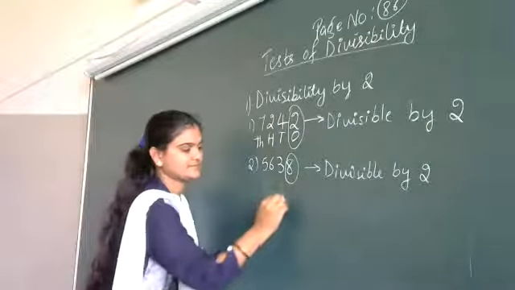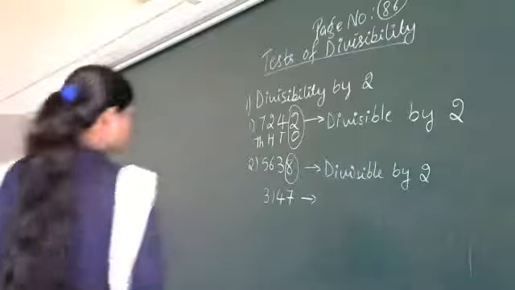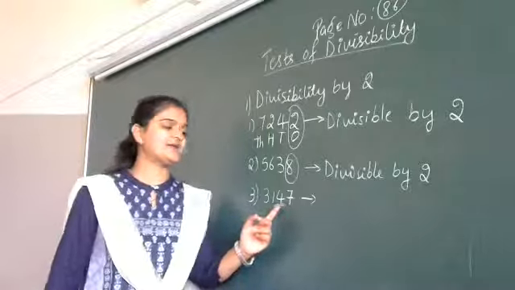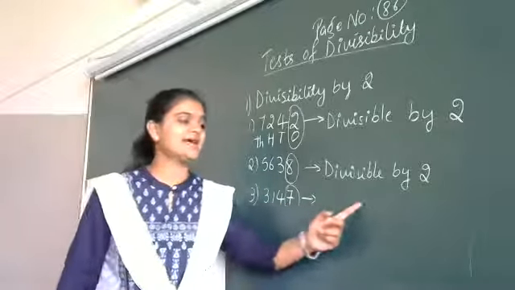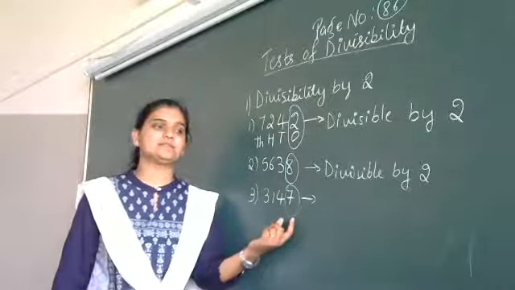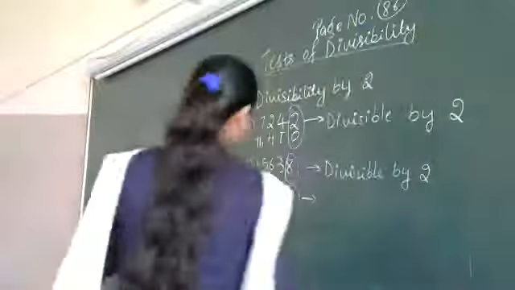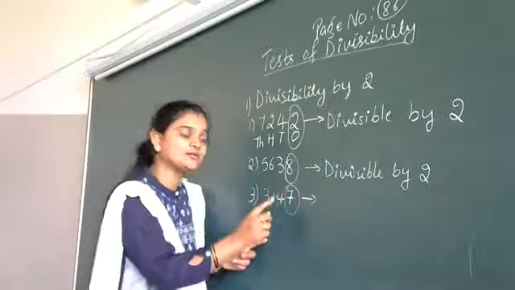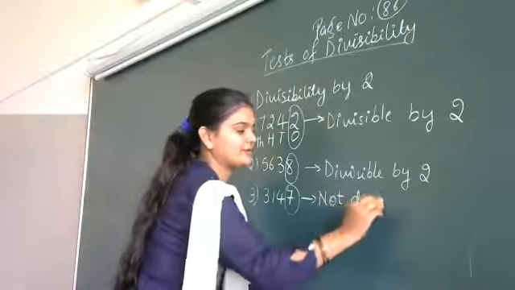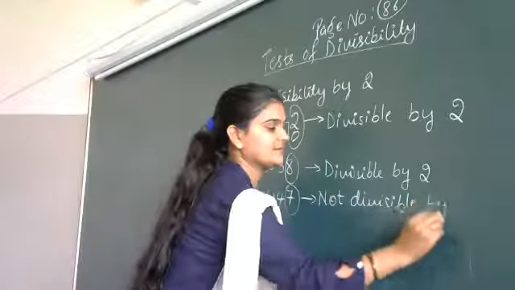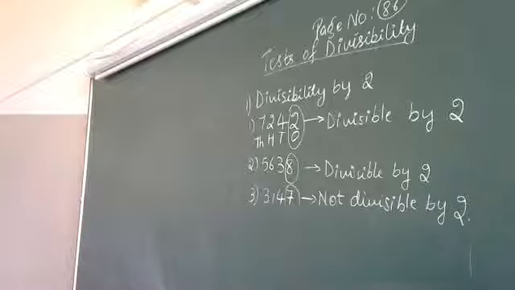Now tell me children, whether it is divisible by 2 or not and why. 3147. You have to check the ones place. If the ones place is an even number, we will be writing it as divisible by 2. What is in this case? No, it is not divisible by 2, because the ones place is not an even number. Not divisible by 2, because 7 is not an even number.